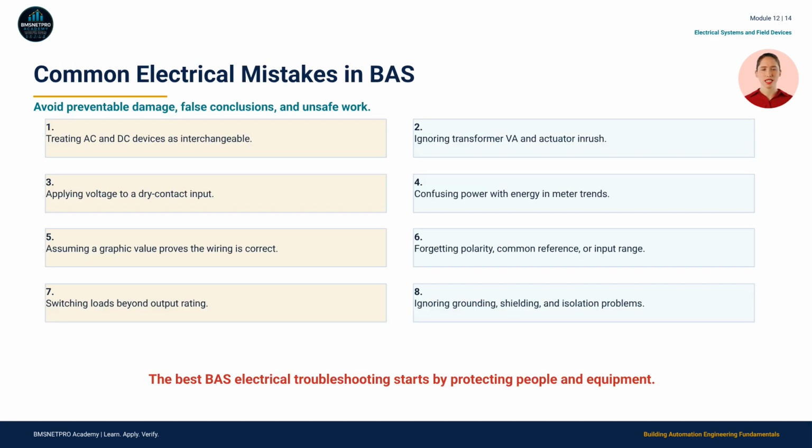These are common mistakes that can create expensive failures. AC and DC devices are not automatically interchangeable. Transformer load is not only the normal running load, inrush matters. A dry contact input must not receive unapproved voltage. Meter data must distinguish power from energy. Analog signals need the right range, polarity, common reference, and scaling. Outputs have ratings. And grounding or shielding problems can create symptoms that look like device failures. The best troubleshooting protects people and equipment first.